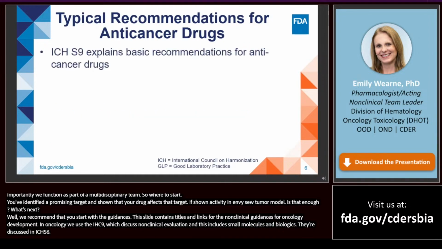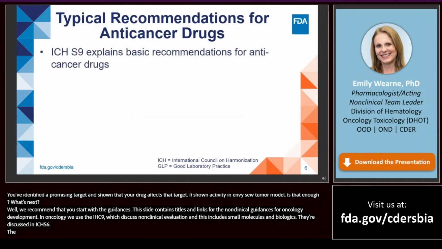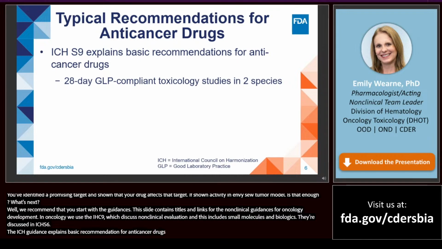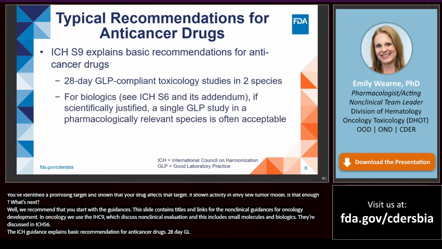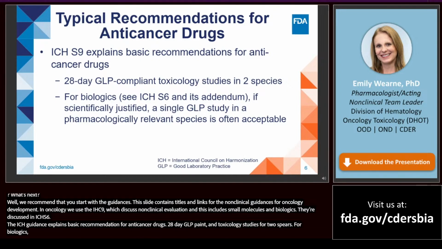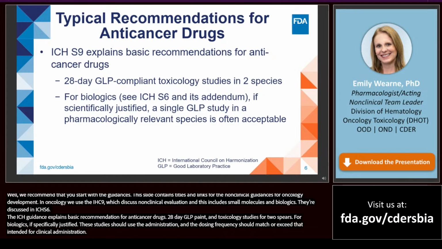The ICH S9 guidance explains the basic recommendations for anti-cancer drugs. These include 28-day GLP-compliant toxicology studies in 2 species, or a single study for biologics if you have scientifically justified that there is only one pharmacologically relevant species. These studies should use the intended clinical route of administration, and the dosing frequency should match or exceed that intended for clinical administration. However, deviations can be justified.